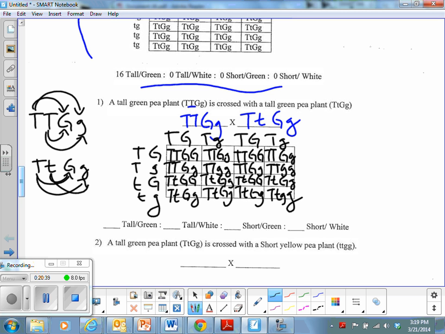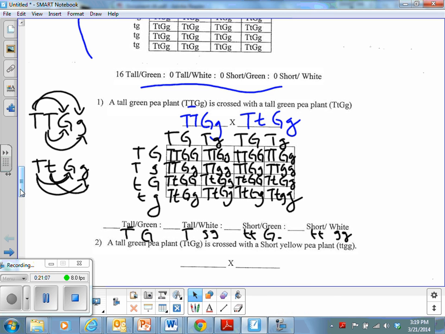Okay, all done. All right, now we have to figure out who's tall and green. So tall and green, at least one big T and one big G. Tall and white, one big T, two little G's. Short and white, two little T's. And green, I'm sorry, short and green would be at least one big G. And then short and white would be little T, little T, little G, little G.